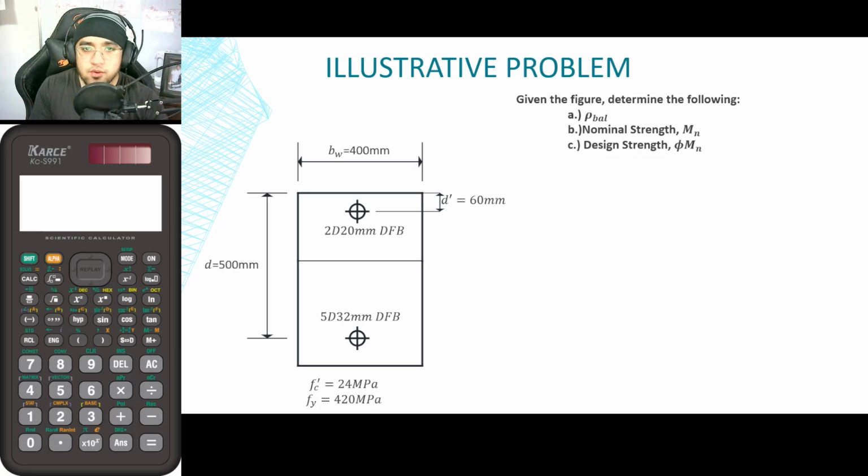Hello everyone, in today's video lecture, we will be analyzing a doubly reinforced rectangular beam. Given the figure, we will determine the following: letter A, rho balance or the balance steel ratio; B, nominal strength; and C, design strength.